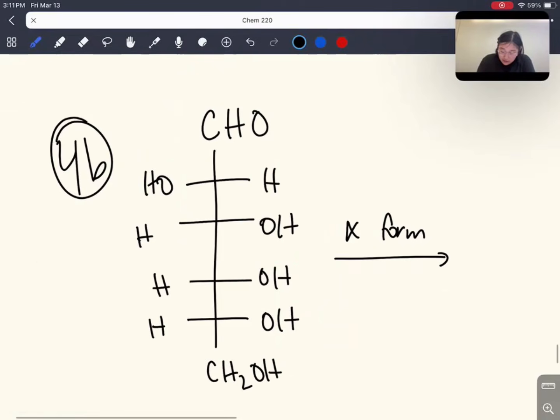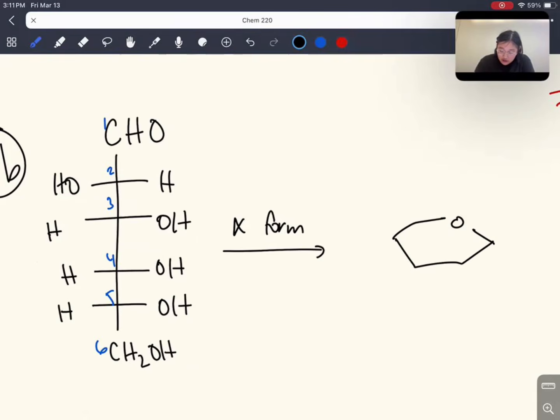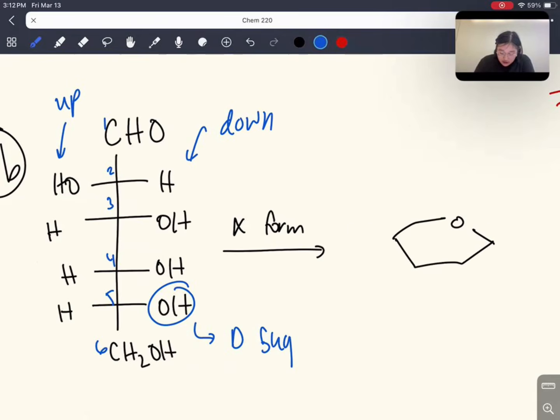First things first, number your carbons: 1, 2, 3, 4, 5, 6 carbons. I have 6 carbons, so I know that I'm going to have a hexagon as my ring, so I'm going to draw that out. Okay, and I know that the groups on my right side of the molecule are going to point down, and my groups on the left side are going to point up. And since my bottommost carbon's OH group is located on the right, not only do we have a D sugar, but that also means our CH2OH group points up.